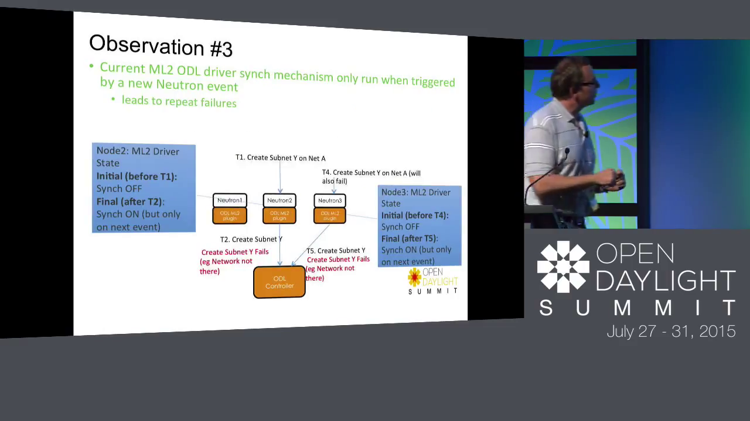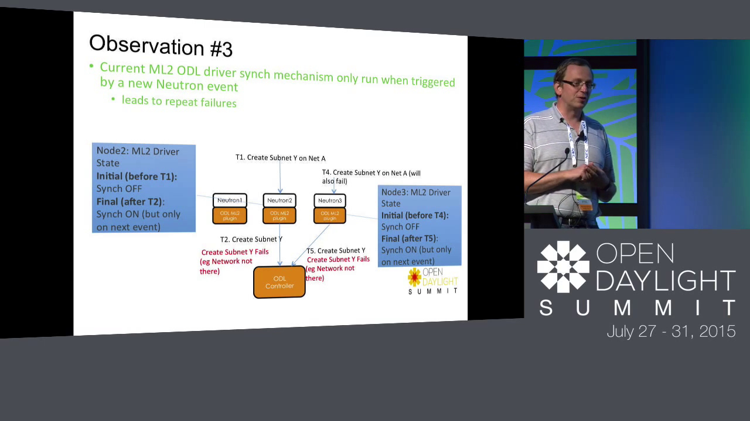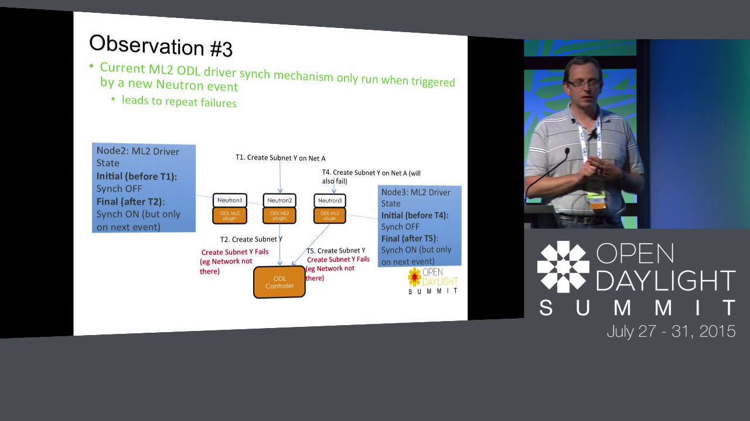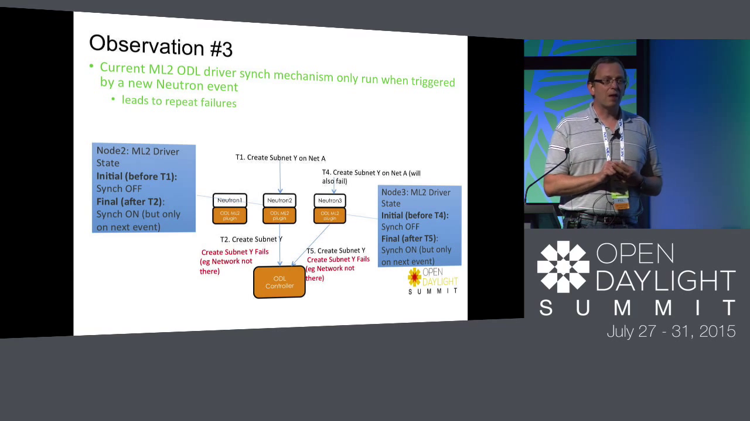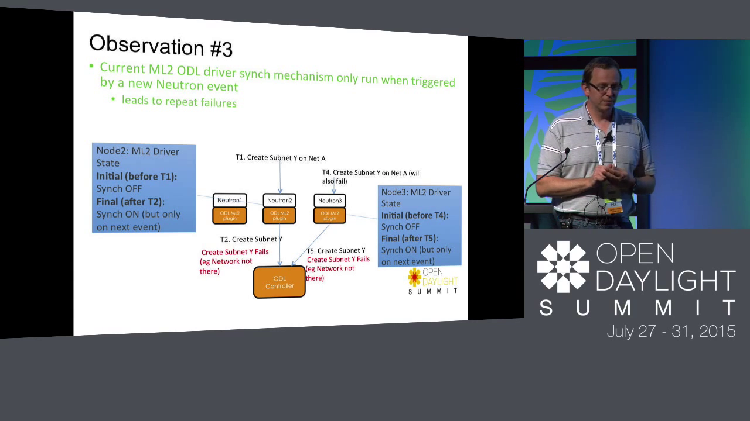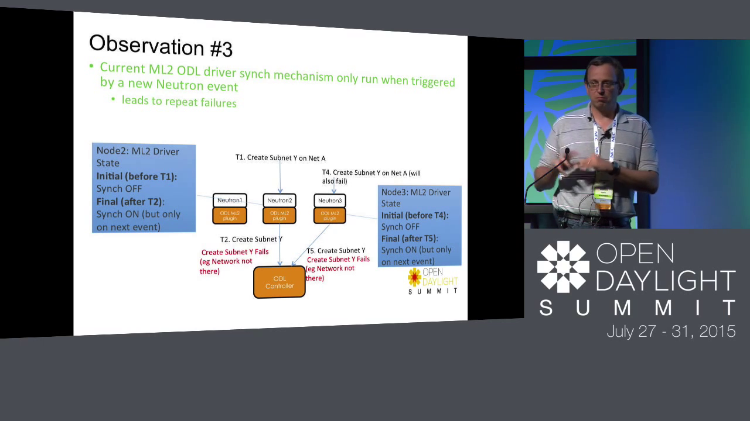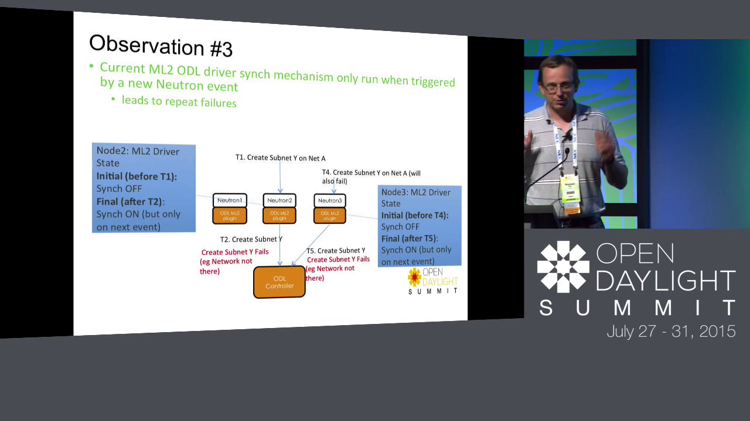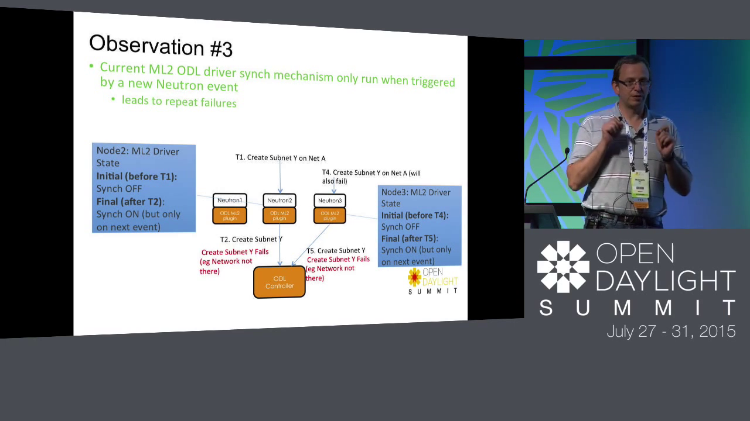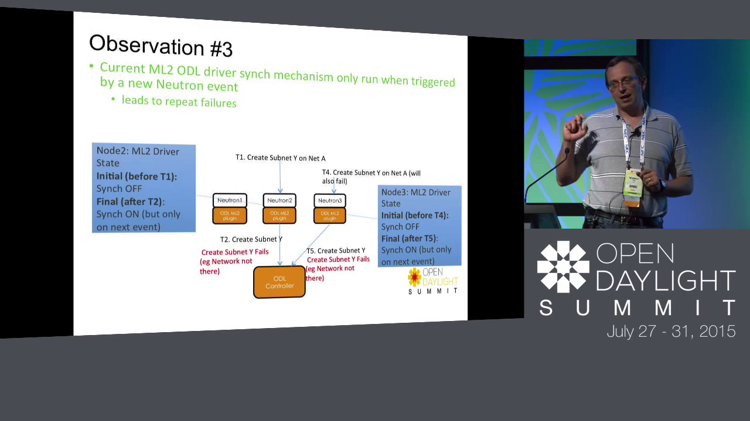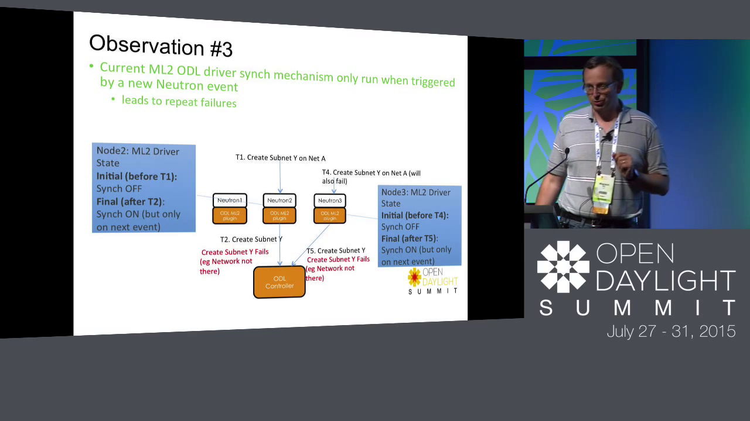Okay, the next observation is again concerning the sync mechanism. The particular design of this sync mechanism has it run only after being triggered by an event. These events today are basically any error events coming from ODL. So if ODL tells you it cannot create because the network is there, we set this flag to sync, and on the next run of the Neutron server, we try to sync.